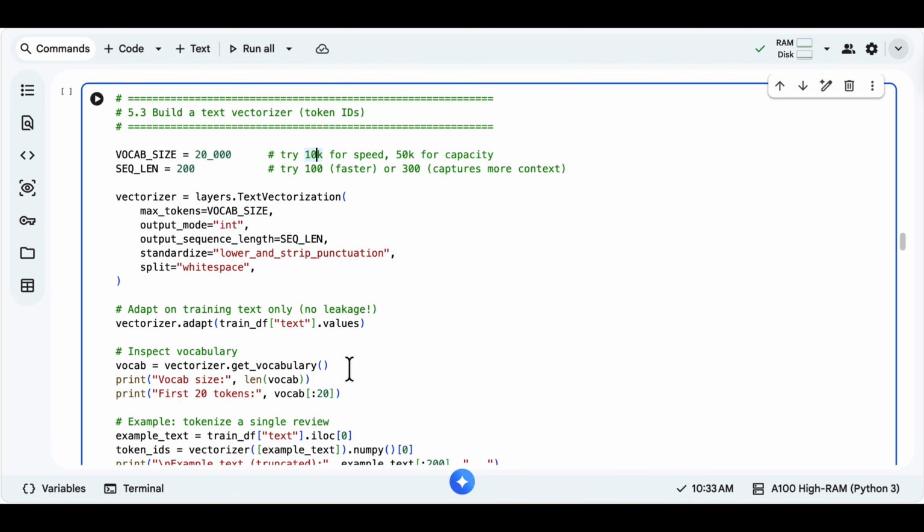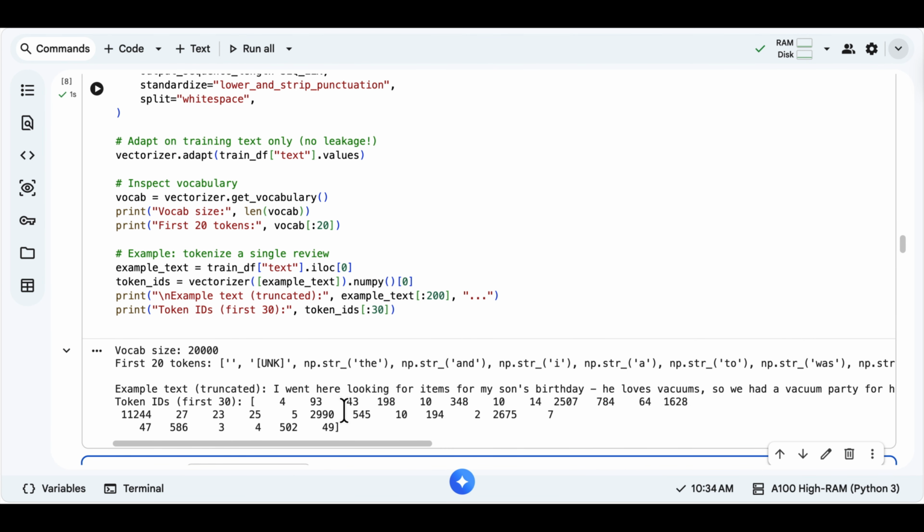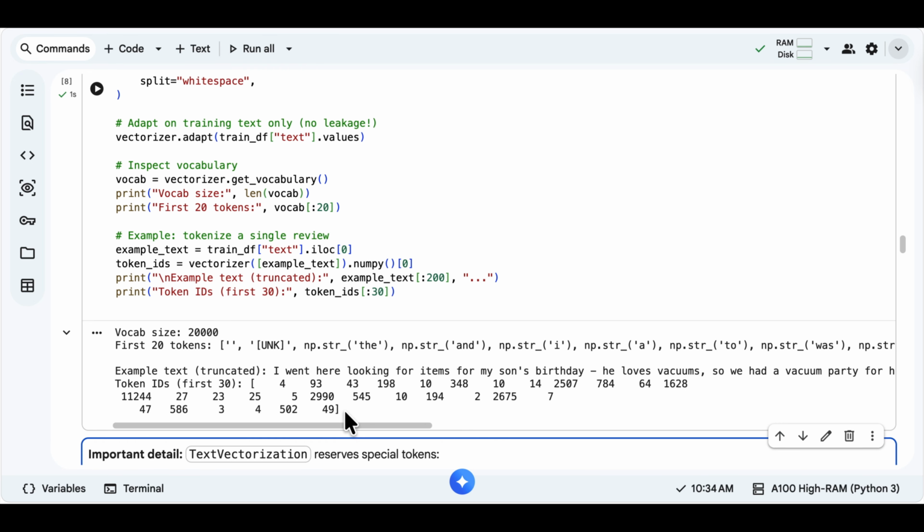This code creates the vectorizer with a vocabulary cap of 20,000 tokens and a sequence length of 200. It lowercases text, removes punctuation, splits on whitespace, and, most importantly, adapts only on the training data to avoid leakage. The output confirms a vocabulary of 20,000 tokens and shows the first few reserved and common entries, followed by token IDs for one example review. Conceptually, the review has now been turned into a sequence of integers. That is the bridge from language into something a neural network can learn from.